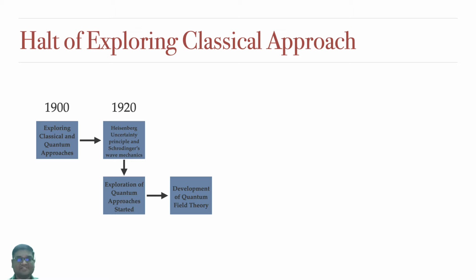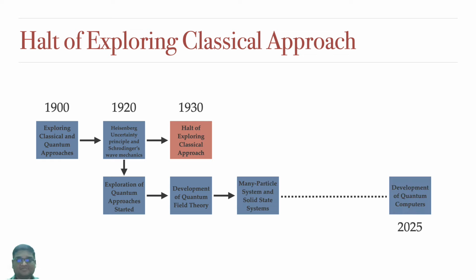And the thing is, around the 1930s the classical approach came to a halt, because not enough evidence was there for the classical approach for the electrons, protons and neutrons in an atom at atomic scale. So we are here now in 2025.